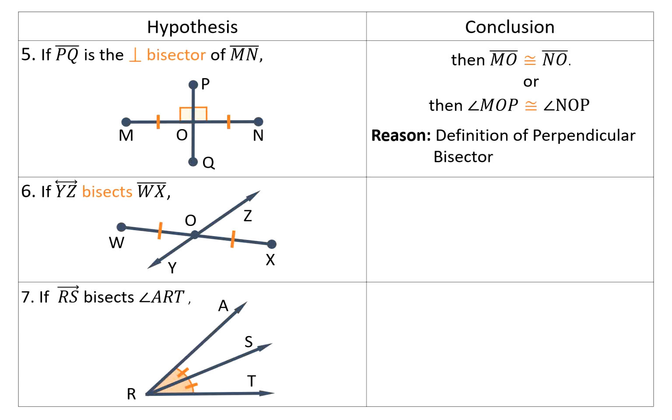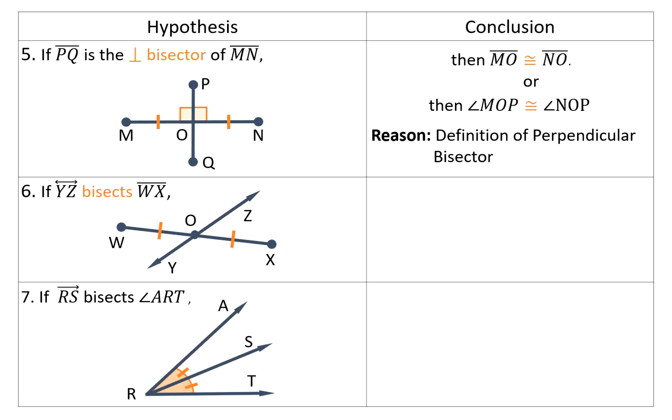Okay? Now, sa number 6. If line YZ, makikita mo yung line YZ bisect. It means hinati niya yung line segment na WX sa gitna. Ano yung pwedeng maging conclusion natin based sa figure na to? Yung YZ, yung line, hinati yung line segment WX. Ano pwede natin maging conclusion?